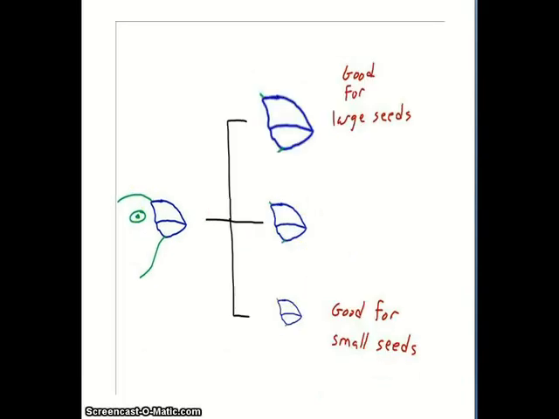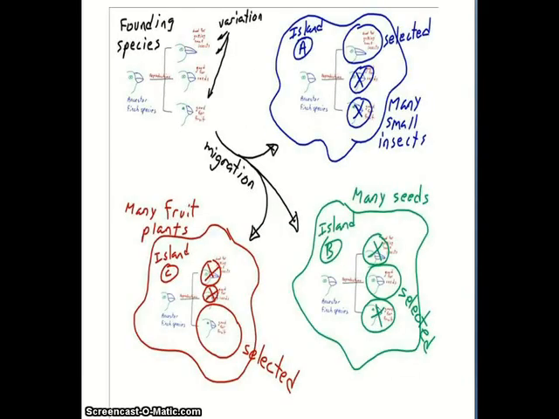Now we have to add to the picture the idea of the founding species migrating out to the different habitats, to the different islands. And on the islands, there may be different food sources. So let's say Island A here has a lot of small insects. Island B has a lot of seeds. Island C has a lot of fruits. Now, this is a simplification, but it makes a point.